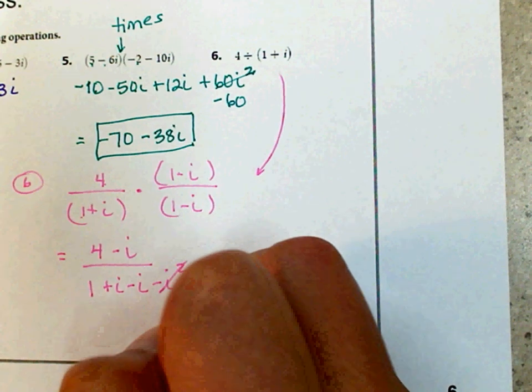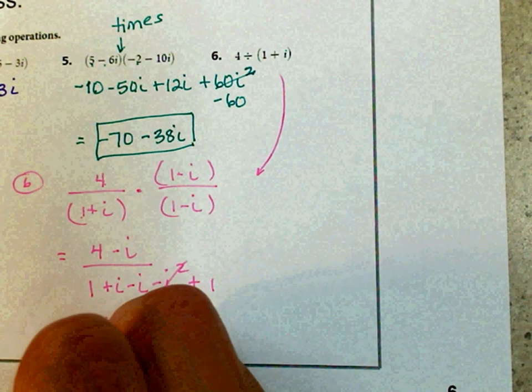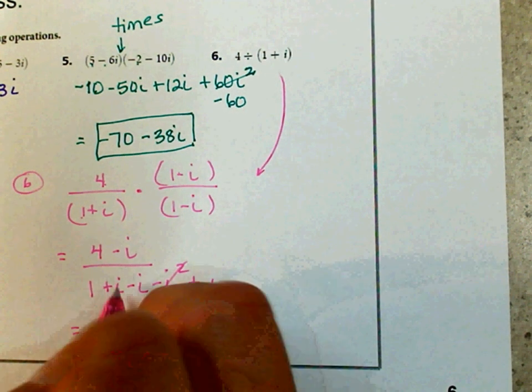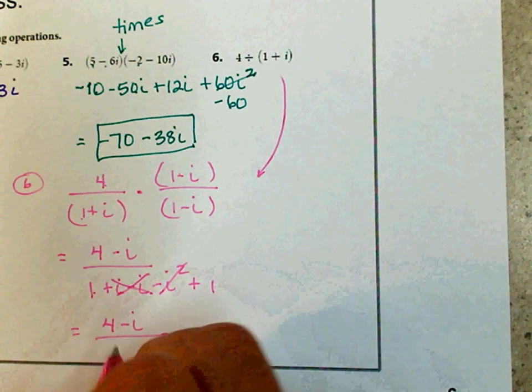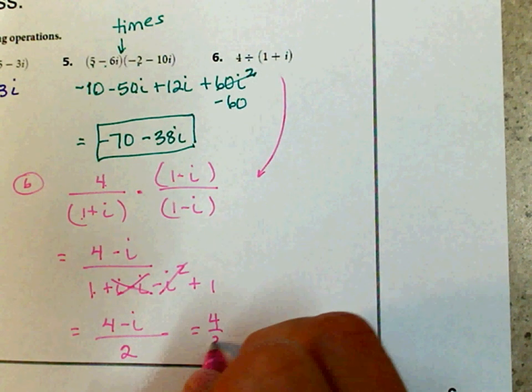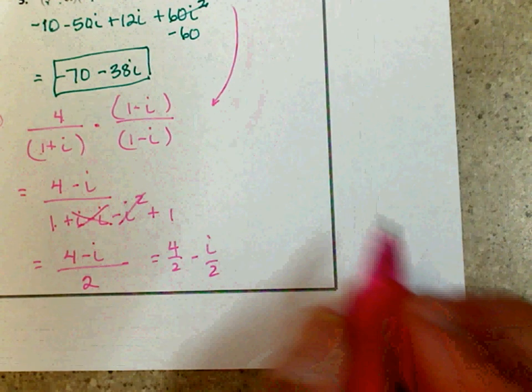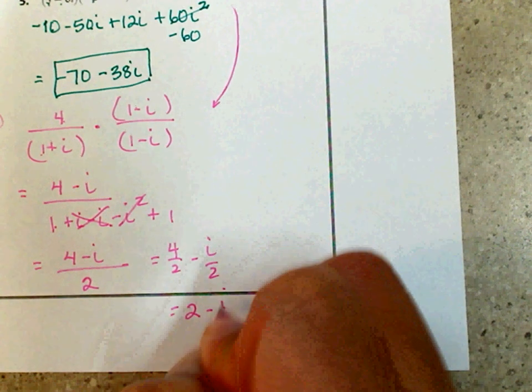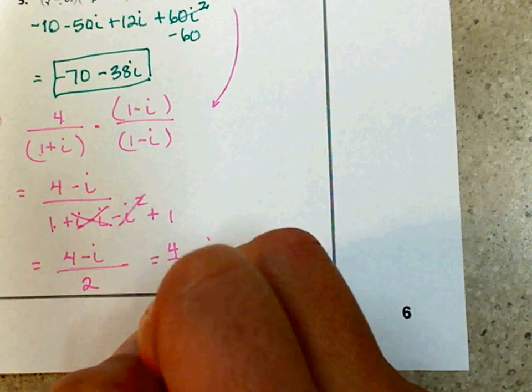So 4 minus 4i, these cancel. 1 plus 1 is 2. You can't simplify that anymore. You could rewrite it like this if you want, which comes out to be 2 minus i over 2. So you can write your answers like that, or you can leave your answers like that.